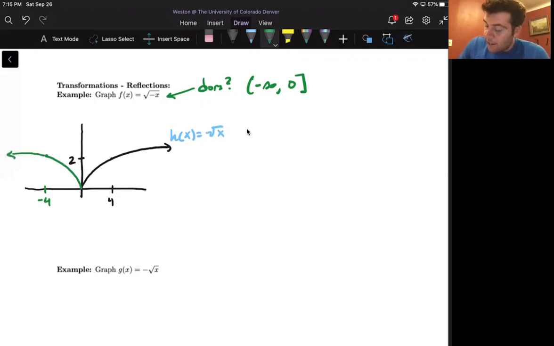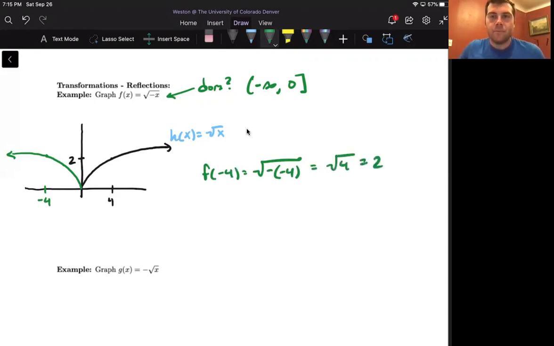Because we can look at f of something like -4, and that's the square root of 4, which is 2. And that's all there is to it. And so it turns out that whenever your x value just has the sign swapped, the graph is just reflected across the y-axis.